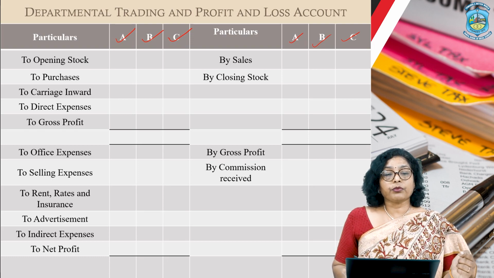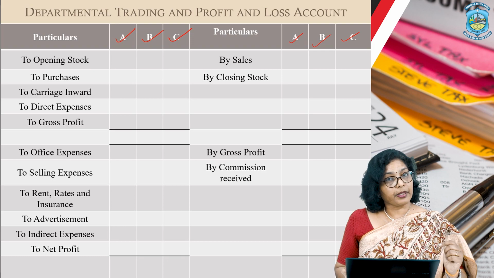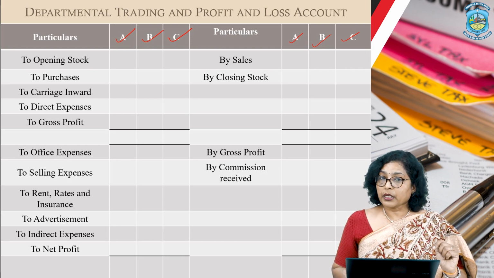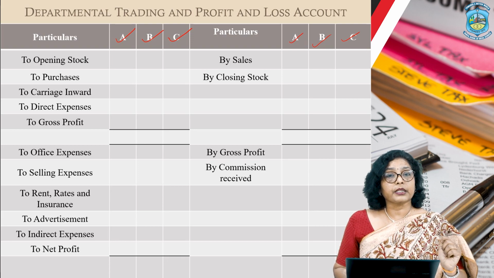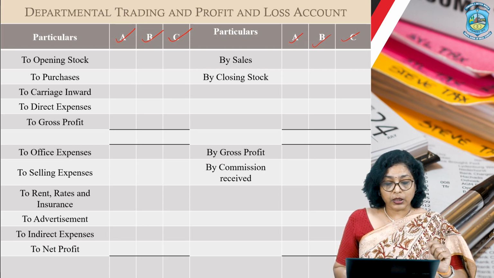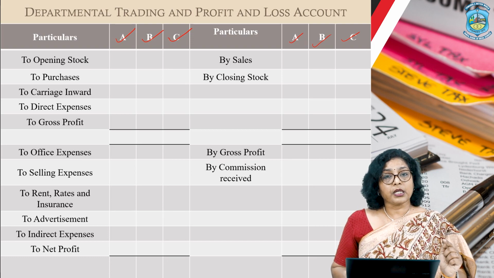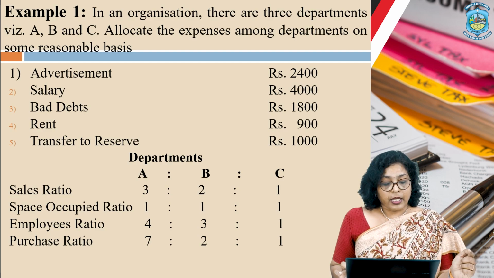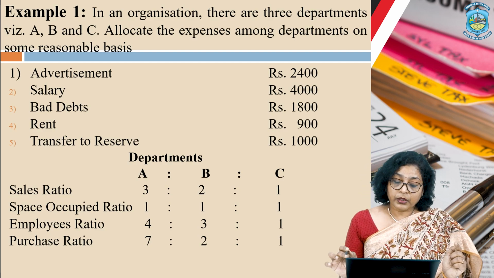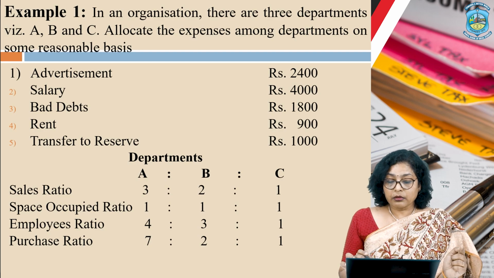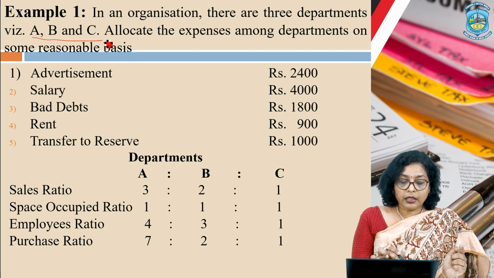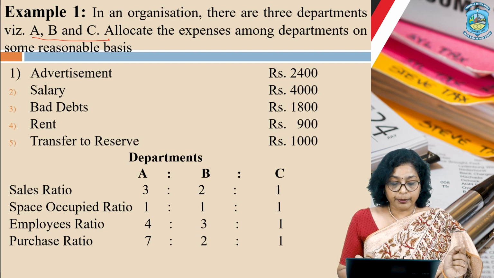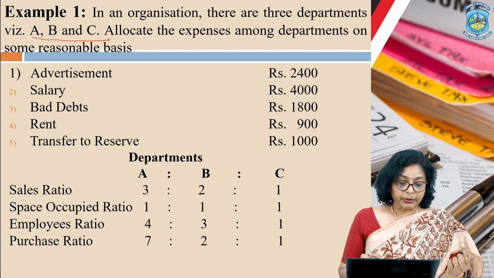That means items which are appearing in the trading account will appear the same. In the same manner, all indirect expenses will appear in the profit and loss account, but the difference is it is a departmental trading and profit and loss account, which is presented in the form of columns. This could be better understood with the help of an example. In an organization, there are 3 departments A, B and C. Now, it is required that you have to allocate the expenses on some reasonable basis.